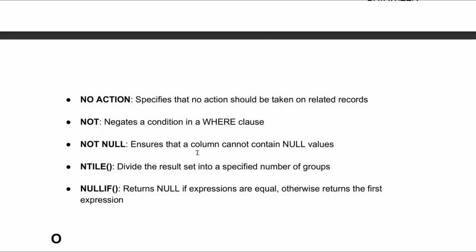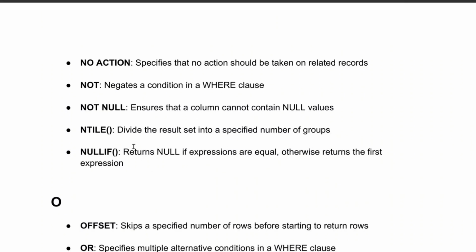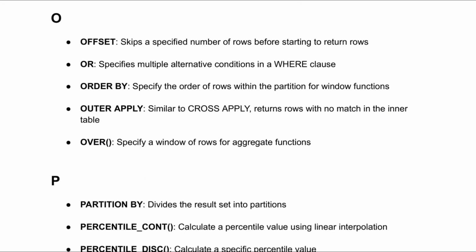Not null ensures that a column cannot contain null values. Ntile divides the result set into a specified number of groups. Null if returns null if expressions are equal, otherwise returns the first expression. Offset skips a specified number of rows before starting to return rows.